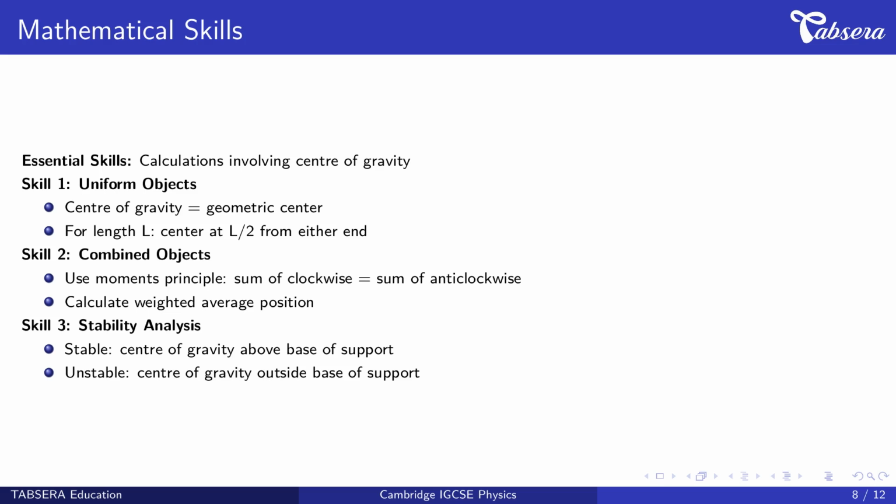Third, stability analysis. An object is stable when its centre of gravity lies above its base of support. It becomes unstable when the centre of gravity moves outside the base of support, causing the object to topple. These skills are essential for Cambridge IGCSE problem solving.